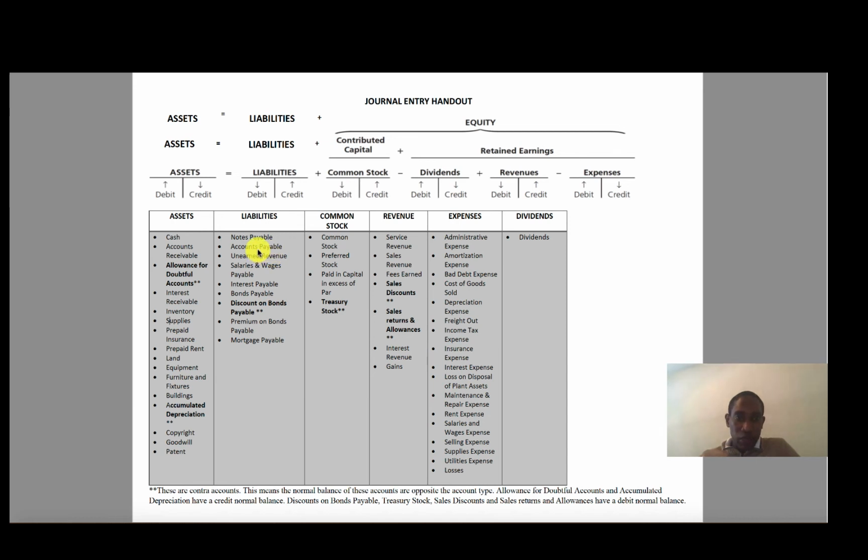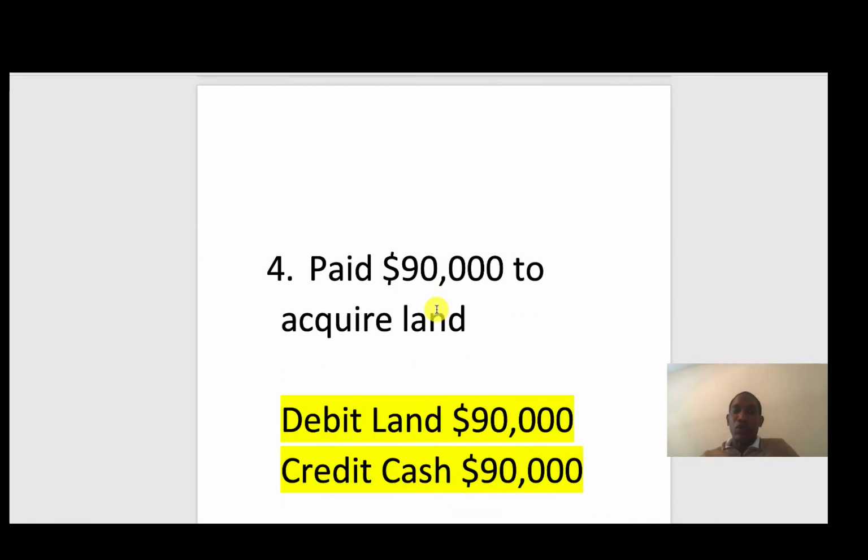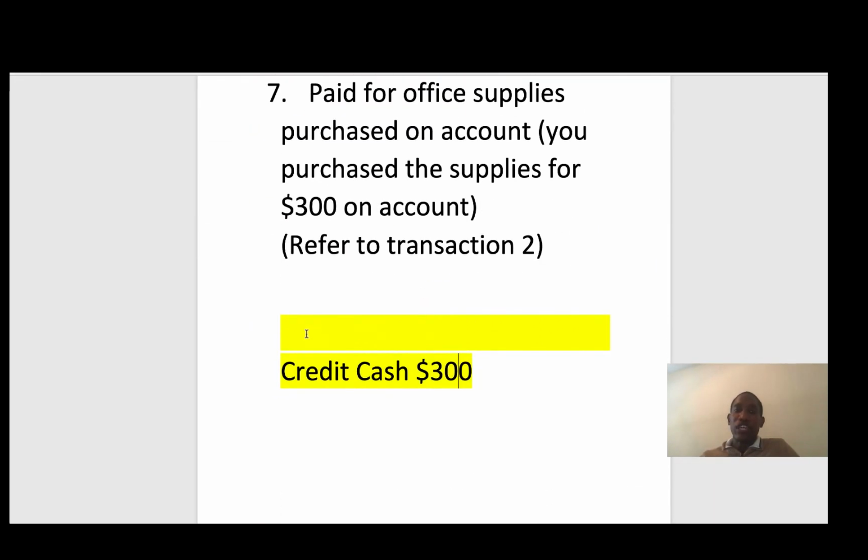So let's look at accounts payable. Accounts payable is going down, right? Accounts payable is a liability. What do we do to a liability when it's decreasing? You debit it. Okay, so we're going to go down in transaction and we're going to debit accounts payable.